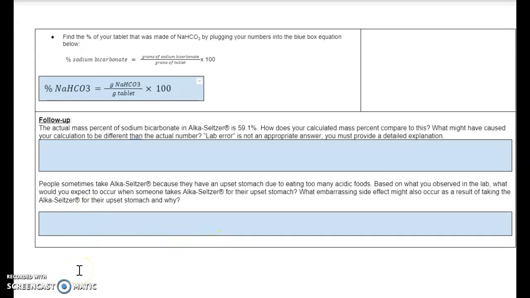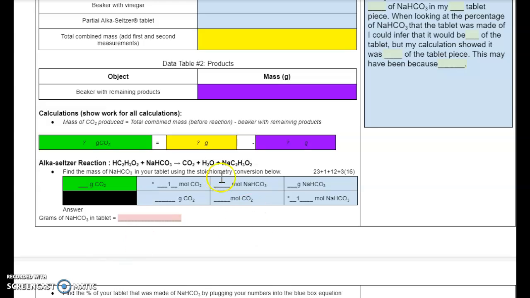Lastly, people sometimes take Alka Seltzer because they have an upset stomach due to eating too many acidic foods. Sodium bicarbonate is a base. It will neutralize that acid. So based on what you've observed in the lab, what would you expect to occur when someone takes Alka Seltzer for their upset stomach? What embarrassing side effects might also occur as a result of taking Alka Seltzer for an upset stomach, and why? So why are those your side effects? What are the products of it? In a reaction, what's released when you put the Alka Seltzer tablet in?